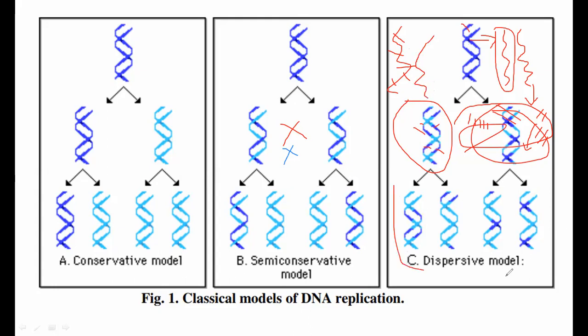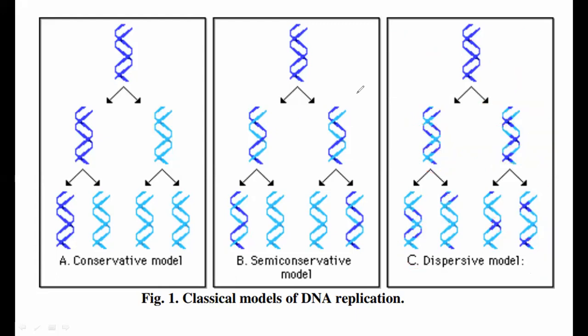And if you look at this, you will see here there's a small fragment from the new DNA, small fragment from the old DNA. See, fragmentation is there. It's called dispersive. This is called a dispersive model of DNA. Is that clear? What is dispersive model? समझ लगा dispersive model? Yes, sir.